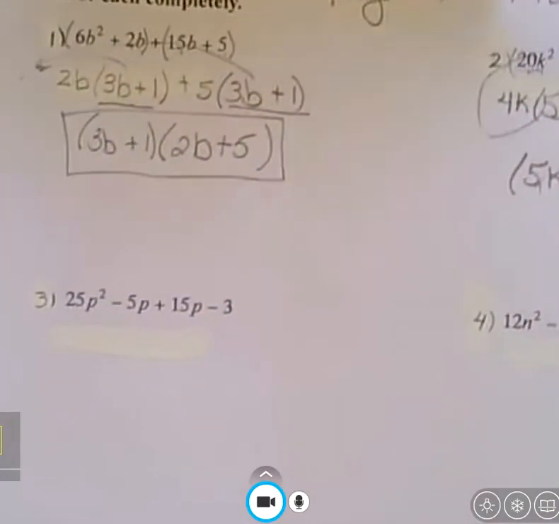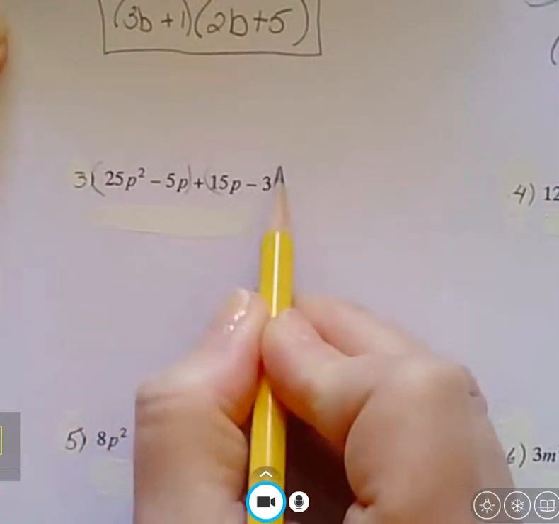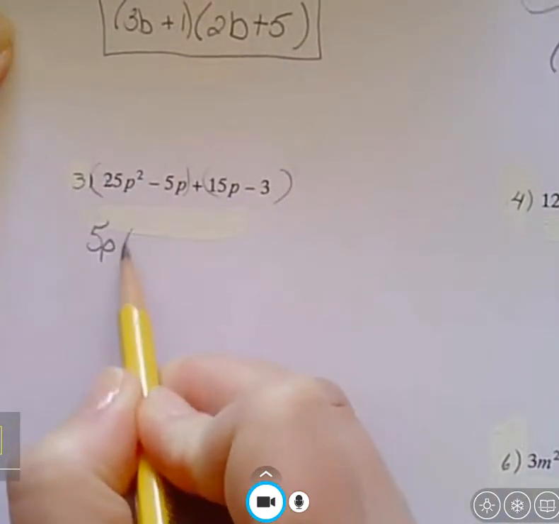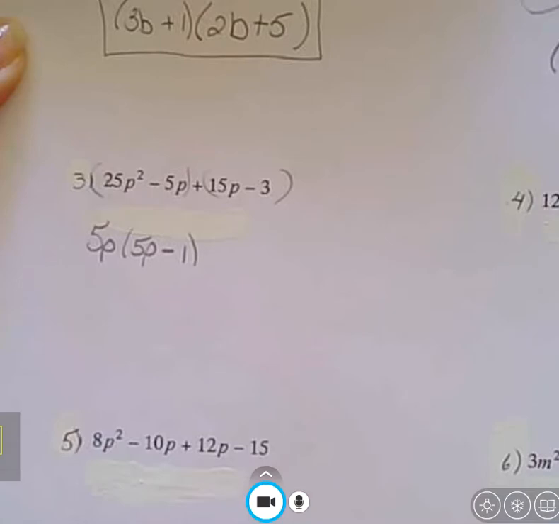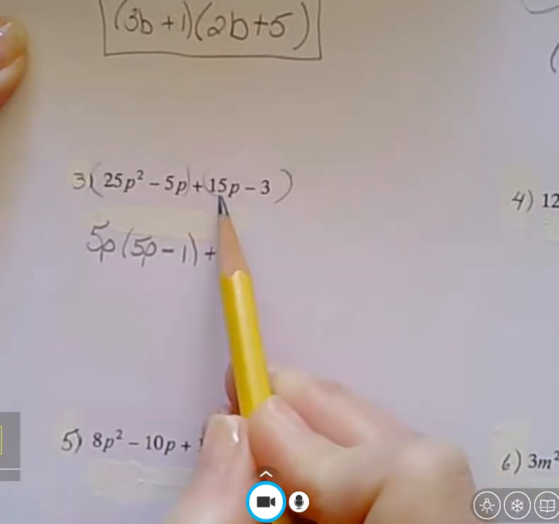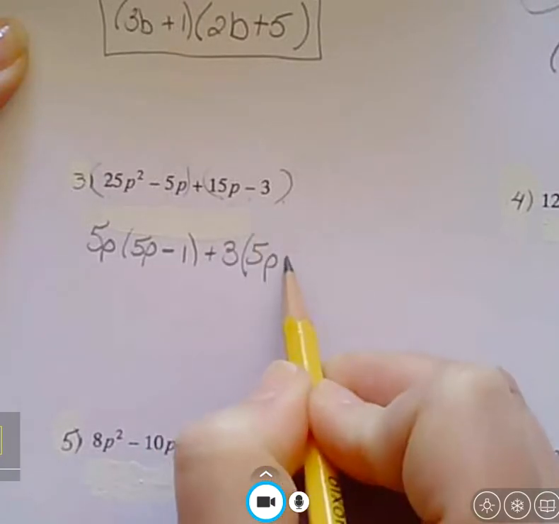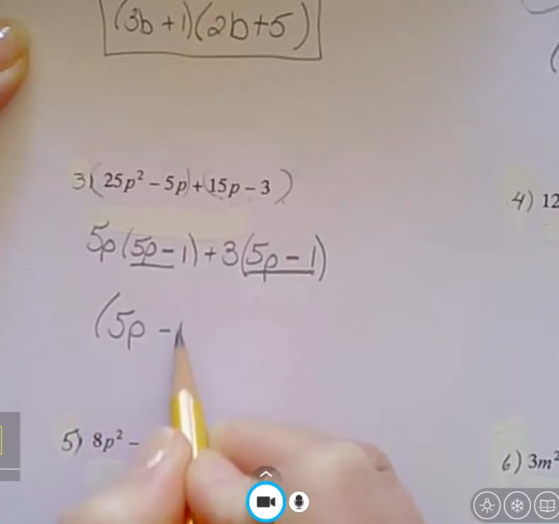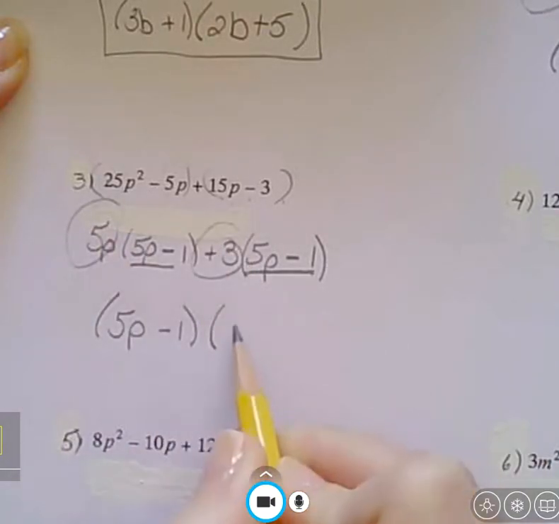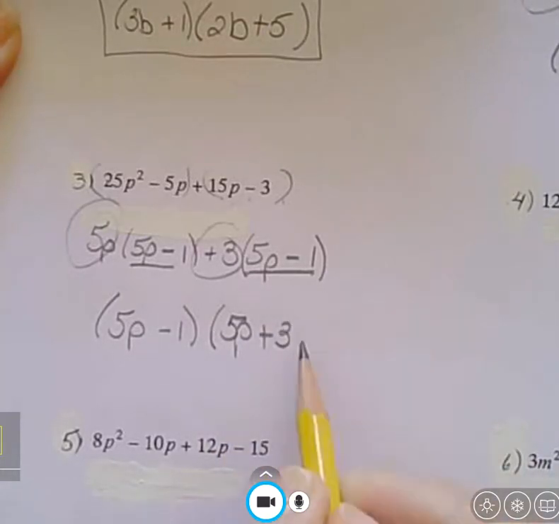Moving on to number 3. Factor by grouping. Group our first 2, group the second 2. Common here is a 5p, leaving us with 5p. Bring down the minus. Take out your whole term. There's a 1. Bring down my plus. Common here is a 3. Leaving you with 5p minus, pull out the entire term, placeholder of 1. Same thing here and here, so I write that once. 5p minus 1 and 5p plus 3 is your other factor.